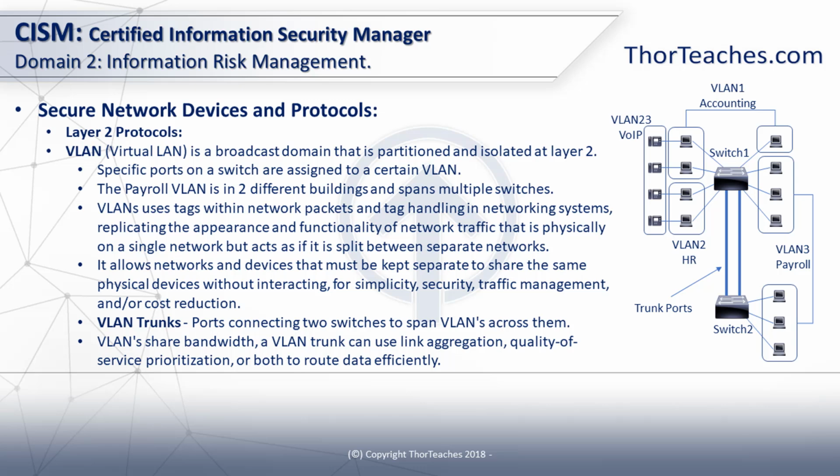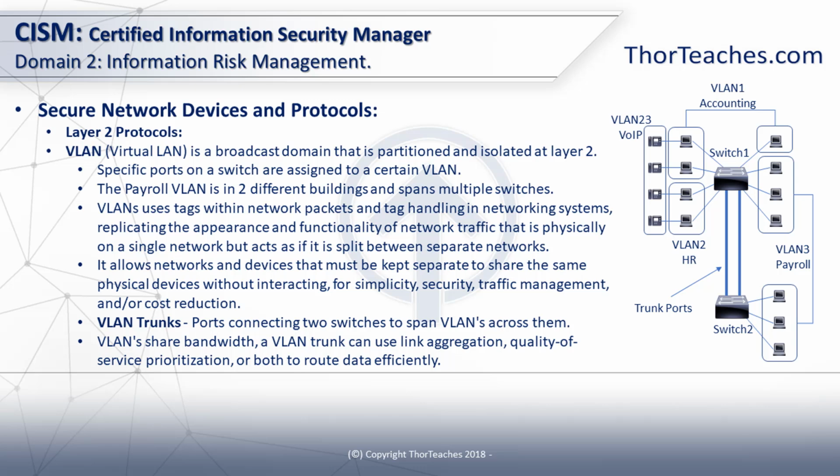We have VLAN 23, that's for our voice over IP phones, and we want to separate that out from our computers. That really is the easiest way to ensure that we have good quality of service on our VoIP phones. They get the priority on the traffic, and we have nice clean phone conversations. Then we have accounting. They're on VLAN 1, but the accounting VLAN is only located on switch 1.